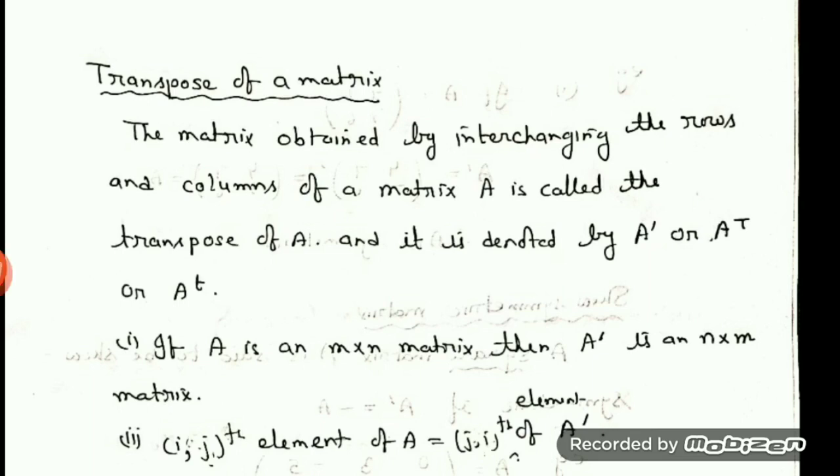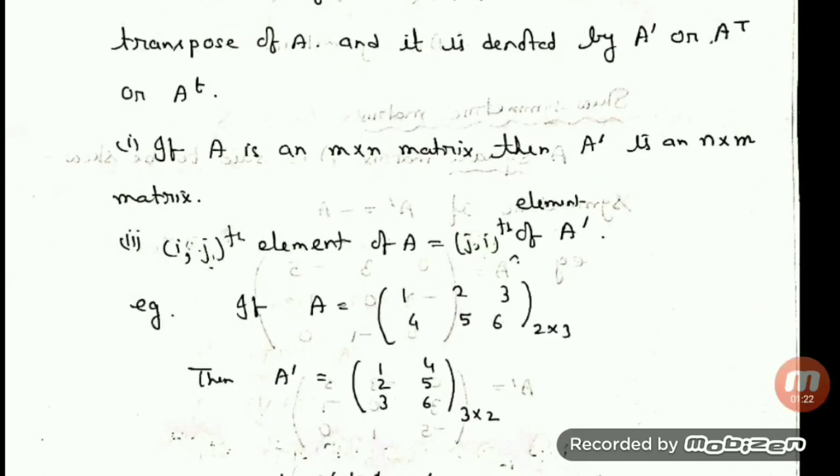Okay. And here you see, if A is an m by n matrix, then A transpose is an n by m matrix. Because rows and columns are interchanged, obviously their order will be interchanged. And again, the ij-th element of A is equal to the ji-th element of A transpose. I'll give you an example, it will be clear to you.